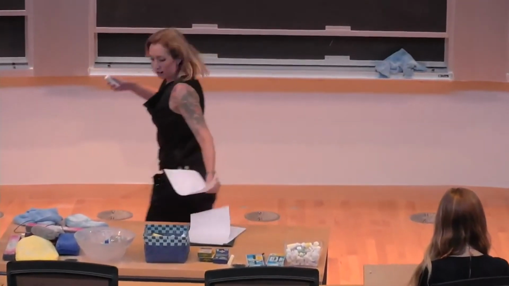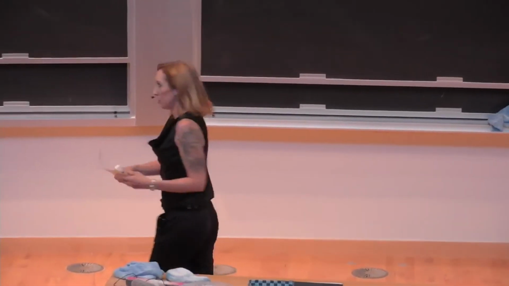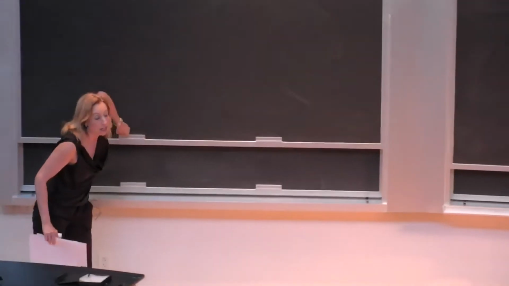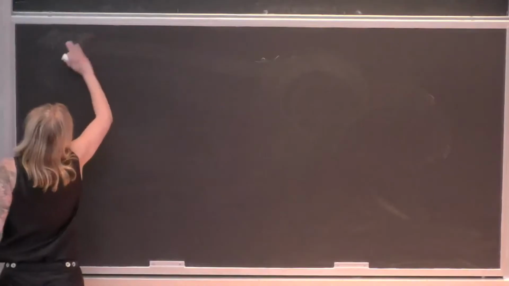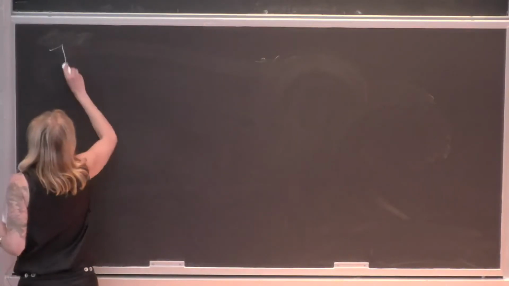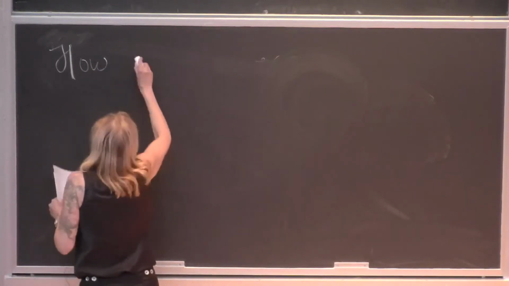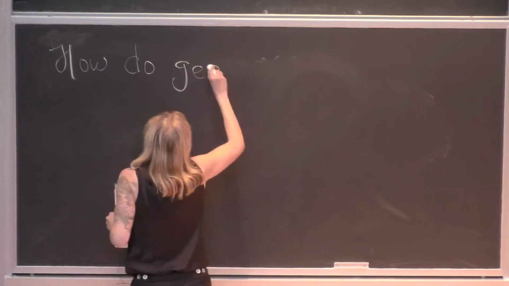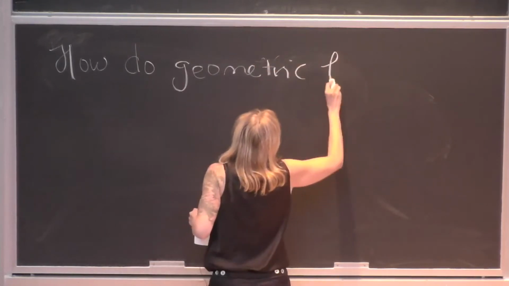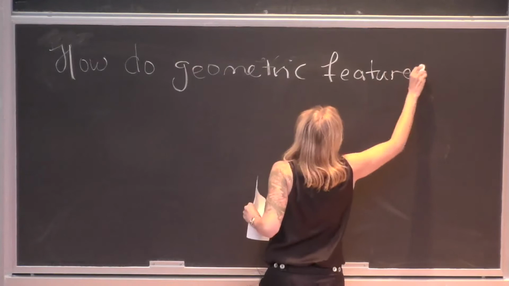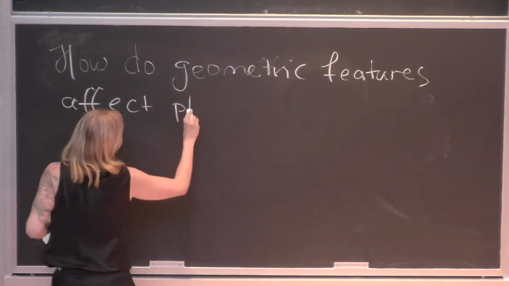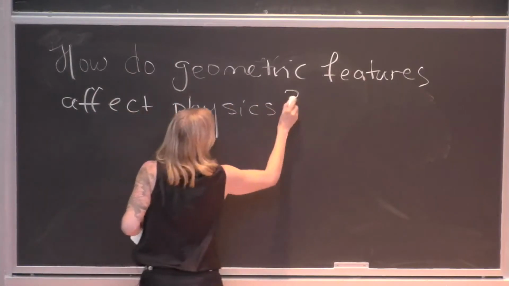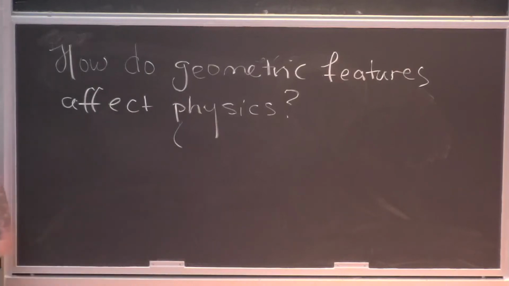I guess I have giant chalk. All right, so the title of my talk is Geometric Analysis, which is pretty broad. And what I want to focus on today is basically a particular perspective of the following question. How do geometric features affect physics? And mathematically, I'm going to interpret physics as analysis.